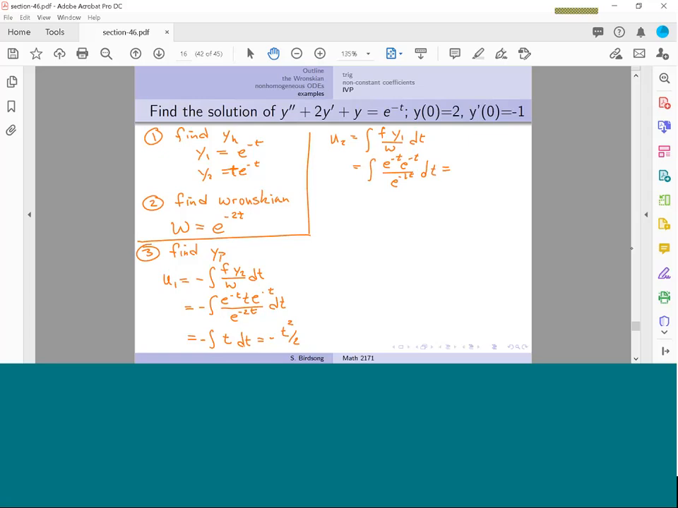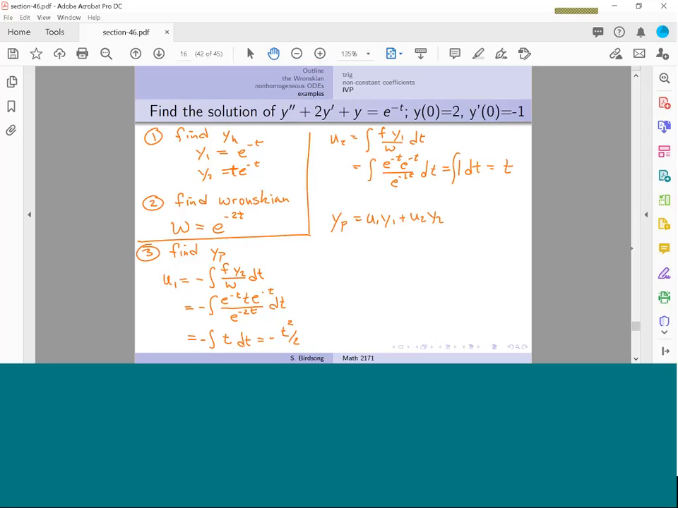Yep, just like before, one of them simplified to 1. So when we take the antiderivative, as I almost forgot to pull out the integral sign there, the antiderivative would be t here. Now, what does that tell you? This tells you that your particular solution is going to be u1 times y1 plus u2 times y2.